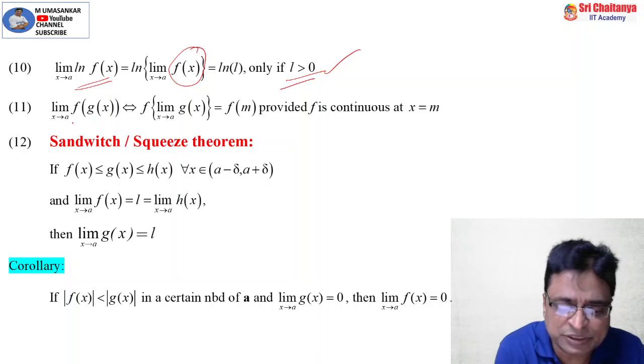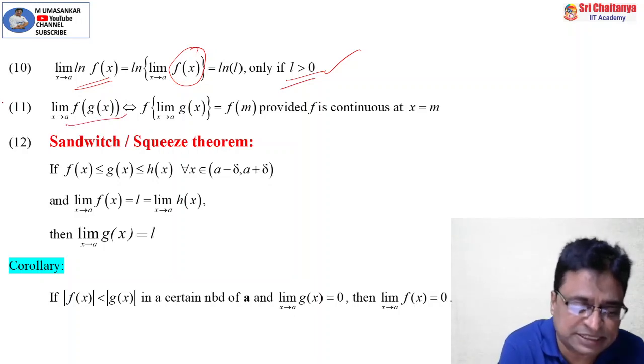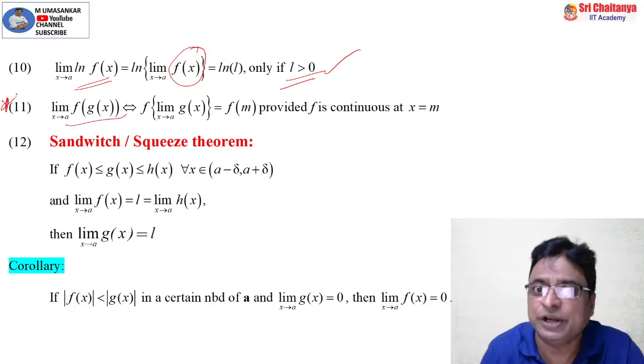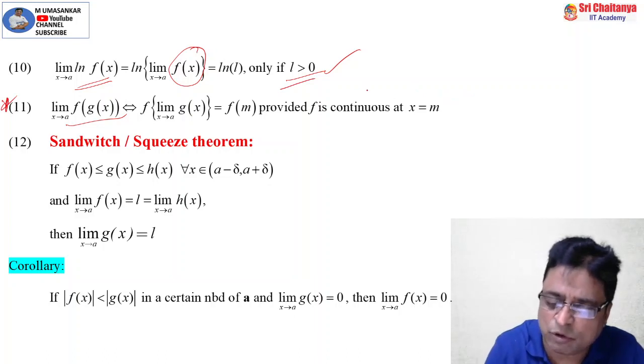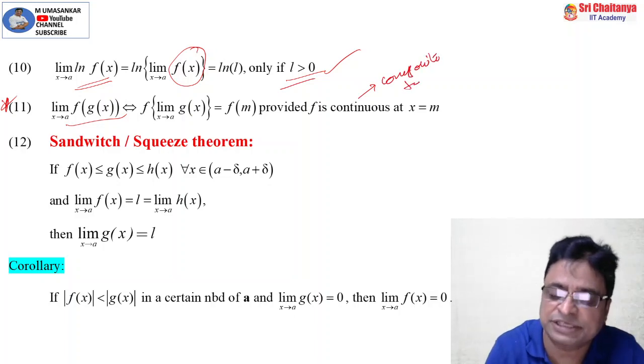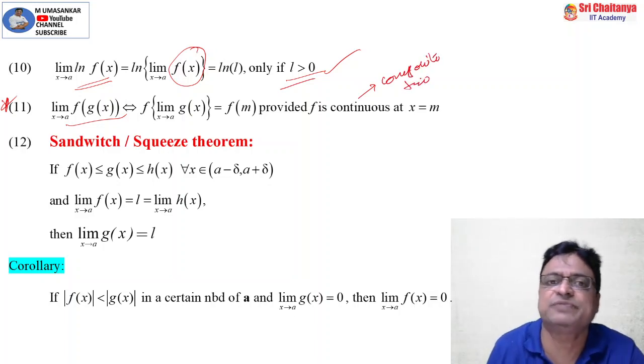Similarly, limit x tends to a of f of g of x is a limit of composite functions. Nowadays, they are concentrating more on this kind of function, composite functions. So the limit of composite functions is very, very important.